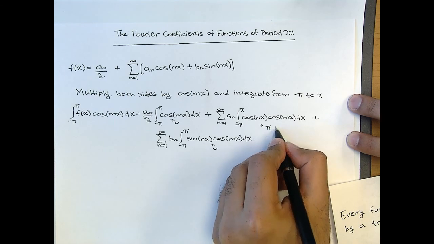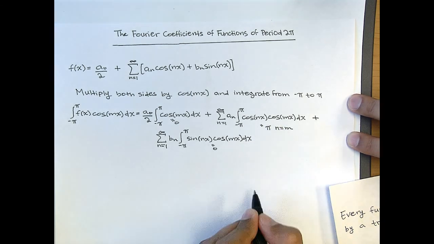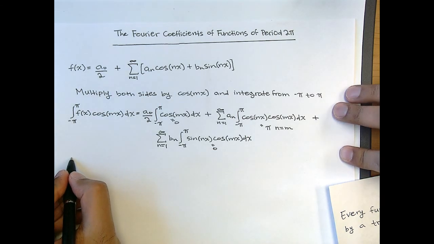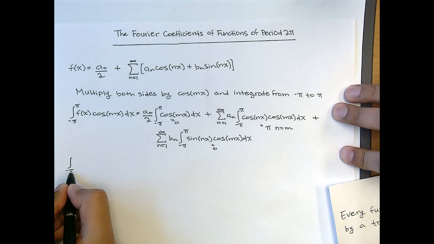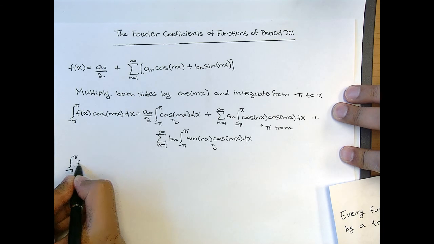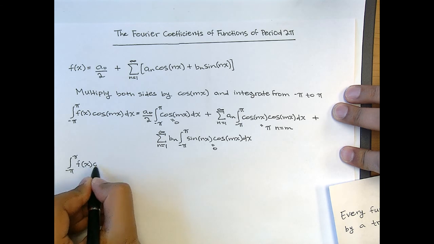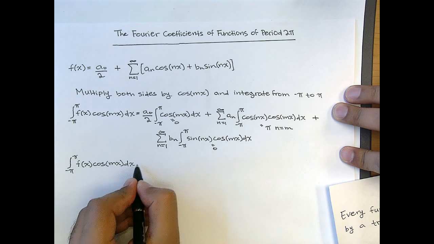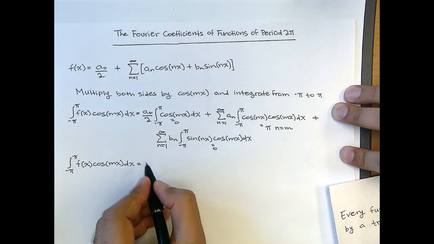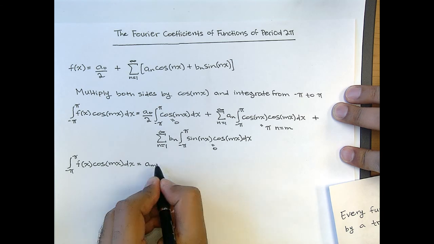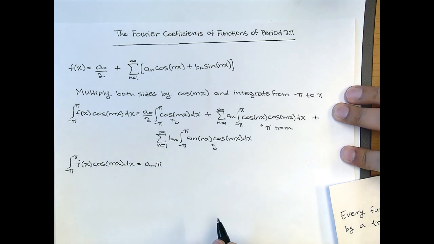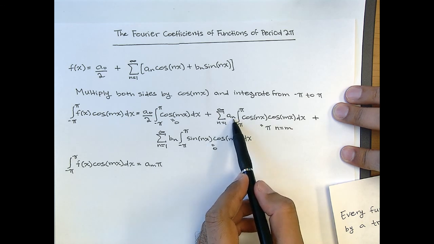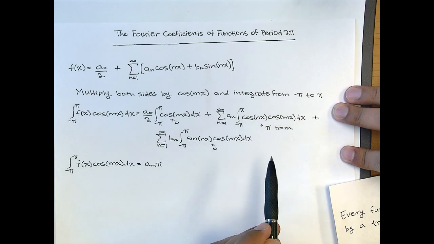Okay, so what we get here is the integral from negative pi to pi of f of x cosine of mx dx, and that is going to be equal to a sub m times pi. That's because all these terms in the summation will go to 0 except for the term where n is equal to m.